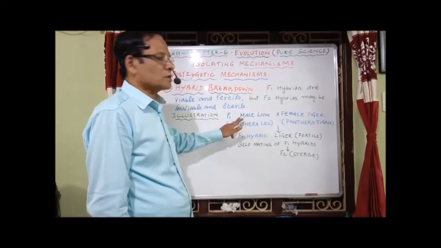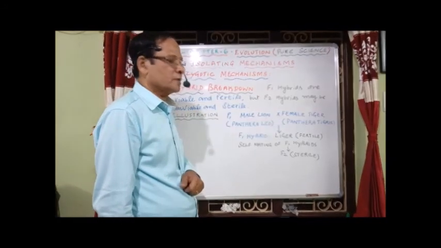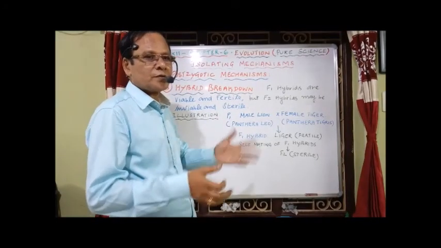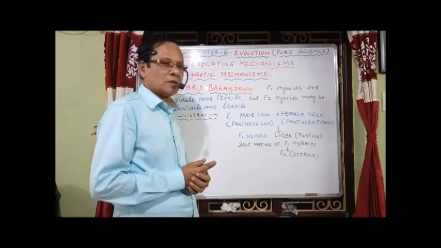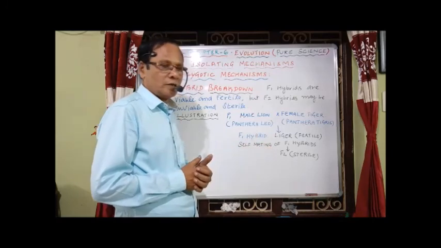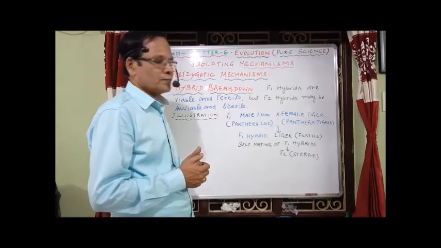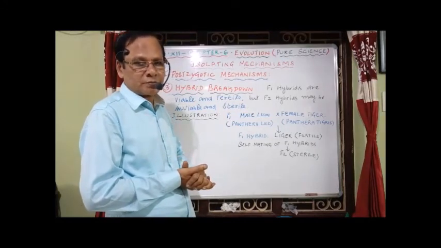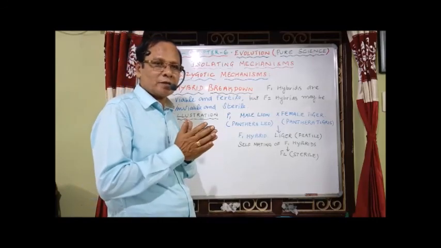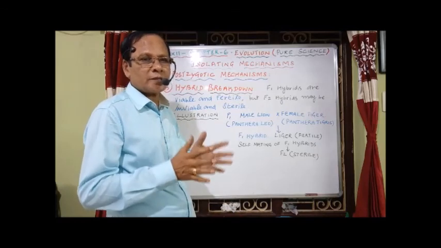When a reciprocal cross is effected between a female lion and a male tiger, we get what is called a tigon. That is fertile. When two tigons are self-crossed, we get F2 individuals. The F2 individuals are sterile. This is called hybrid breakdown. So these are the different isolating mechanisms, isolating barriers, which prevent interspecific crosses to maintain specific identities.